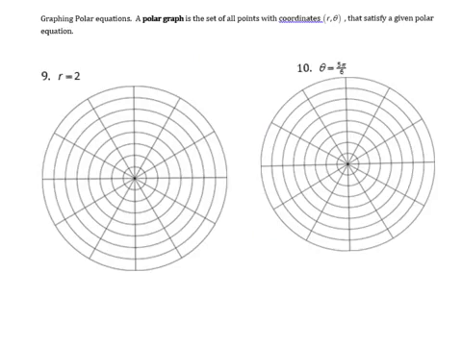Okay, graphing polar equations. A polar graph is a set of all points with coordinates r comma theta that satisfies the given polar equation. The only polar equations we're going to do in this first section are just basics. If I have r equals 2, hold on, I'm going to make my pen thicker. Basically I'm going to go out to a radius of 2. So everywhere that I have a radius of 2, that's my r equals 2. Okay, next one, 5 pi over 6.